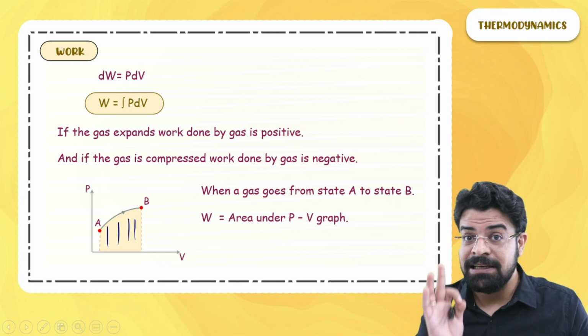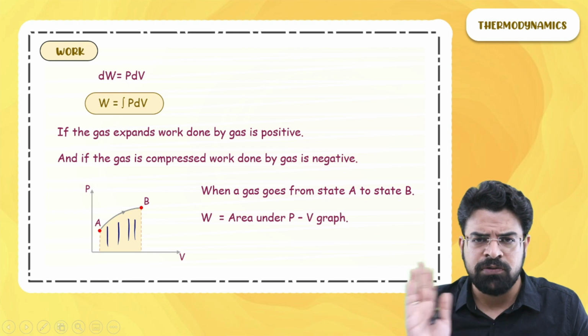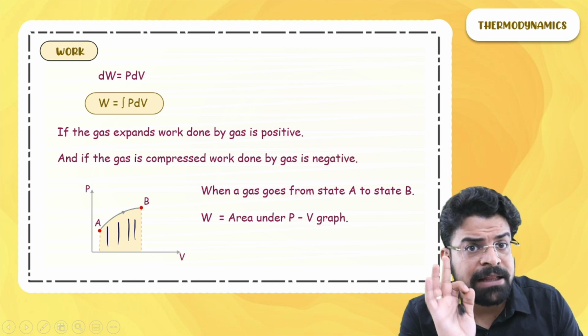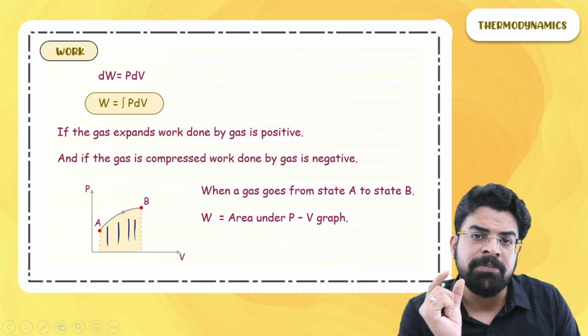A physicist is interested in work done by the gas. So every time a physicist says just work or W, it means work done by the gas. Every time a chemistry person says W or work done, it means work done on the gas.